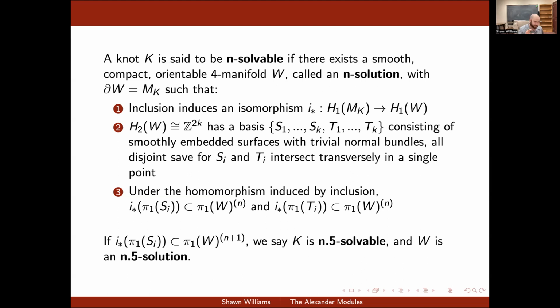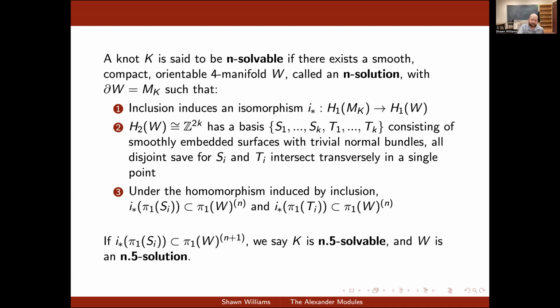So the derived series for any group is just the series of commutator subgroups. The zeroth derived group would just be the group itself. So if this n were 0, we would just have pi1 of W. If n were 1, we would have the commutator subgroup. If n were 2, we would have the commutator subgroup of the commutator subgroup, and so on and so forth.